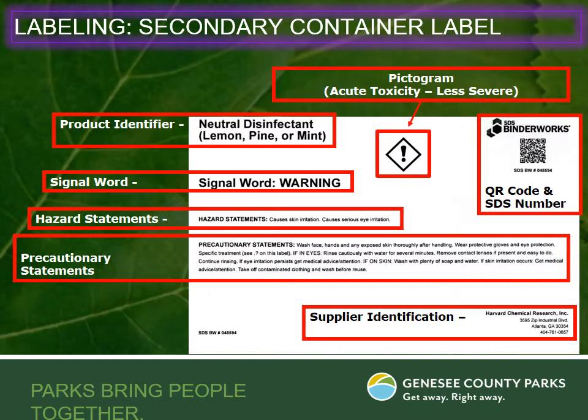The added benefit here is that if you have a smartphone with a camera, you can scan the QR code, and even if you don't have the SDS Binderworks app on your phone, the QR code will immediately take you to a PDF of the product so that you can get all the information you need to deal with an accidental spill or an exposure.